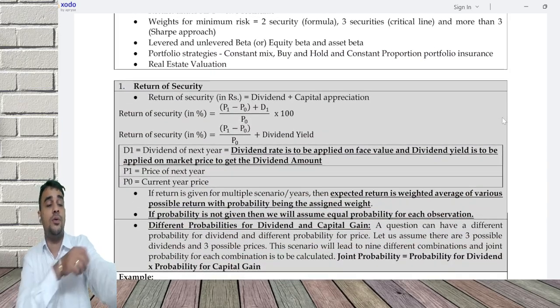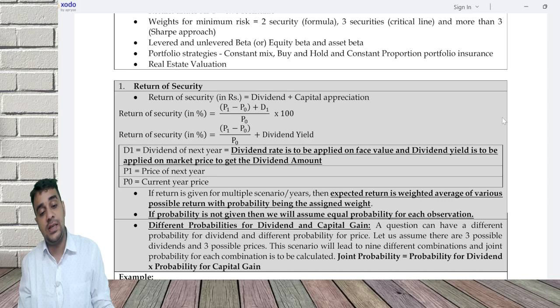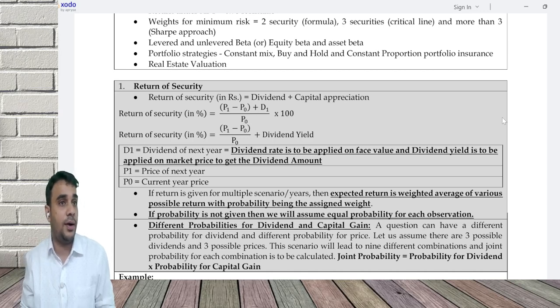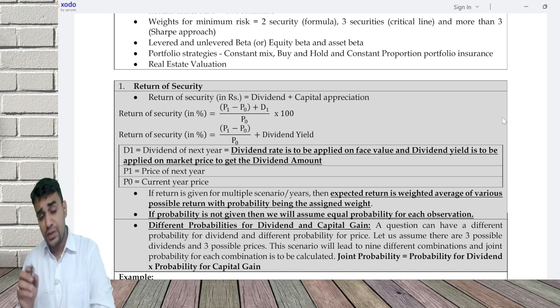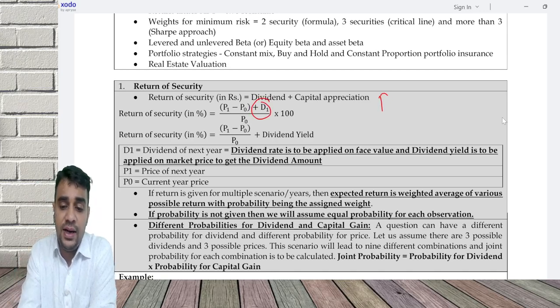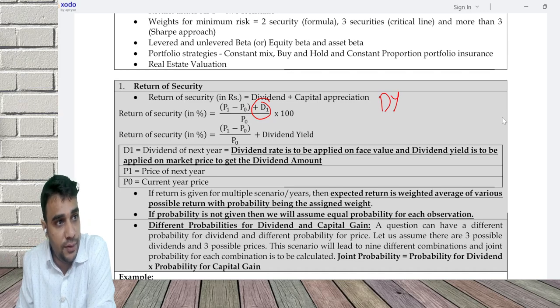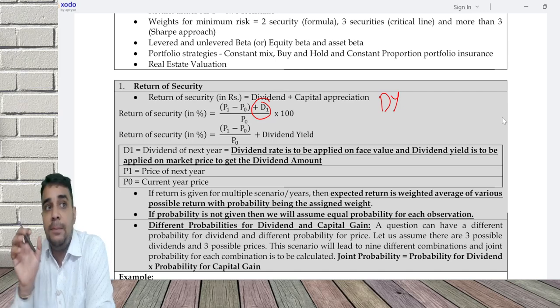So let's first focus on return. Return is equal to P1 minus P0 plus D1, divided by P0, into 100. This is the first formula. In a few questions, instead of giving the dividend, they'll give the dividend yield. What is dividend yield? It's a percentage. I'm not talking about dividend rate, I'm talking about dividend yield. If dividend yield is given in the question, it's already in percentage.